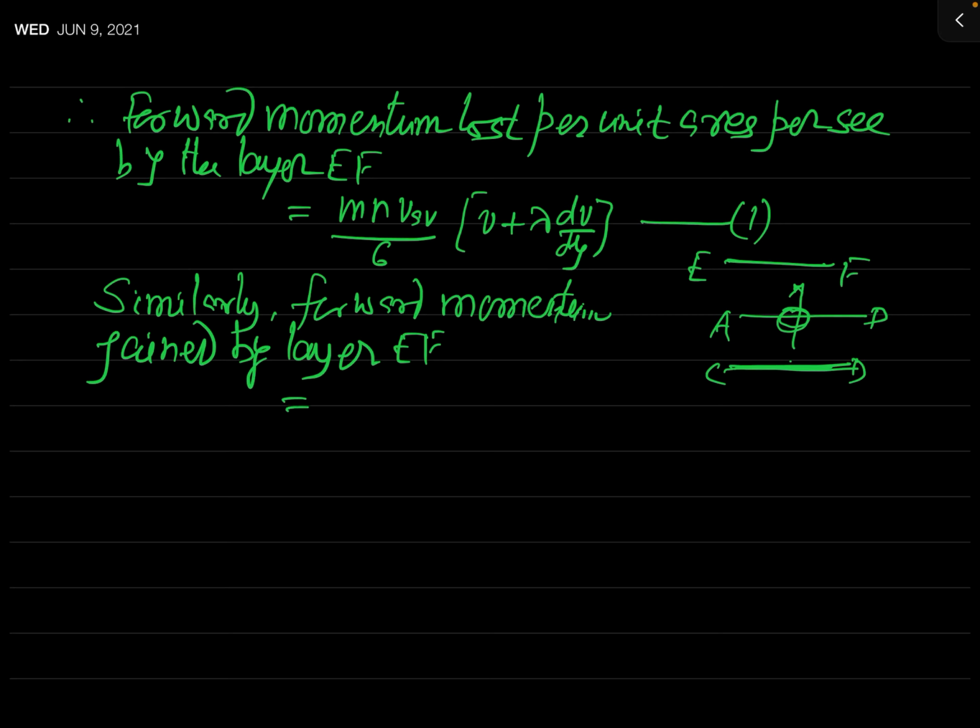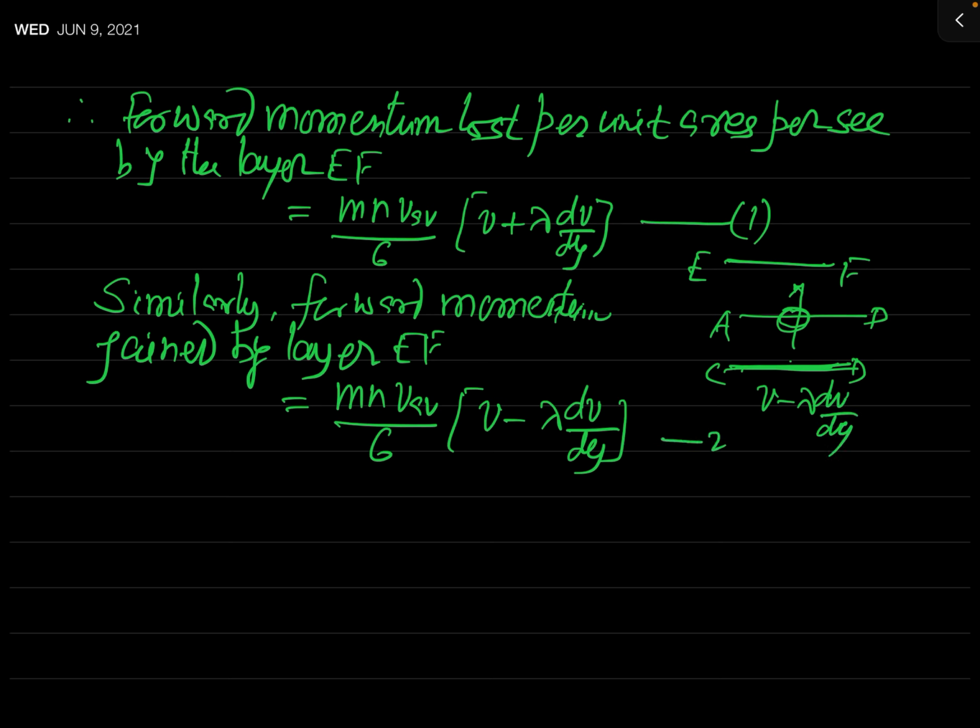So what will be that? You can see this will be mn V average over 6. But what will be at the place of velocity? This will be V minus lambda dV by dy, because the velocity of flow of this layer CD is V minus lambda dV by dy. So you can see here that our layer EF gains momentum per second per unit area, and that is equal to this much.